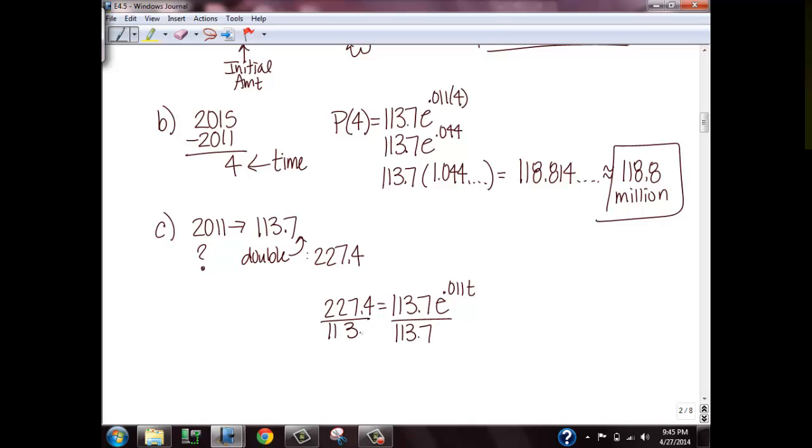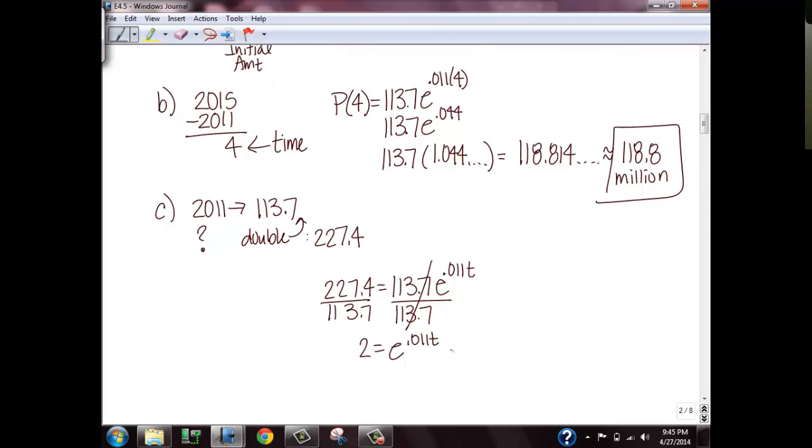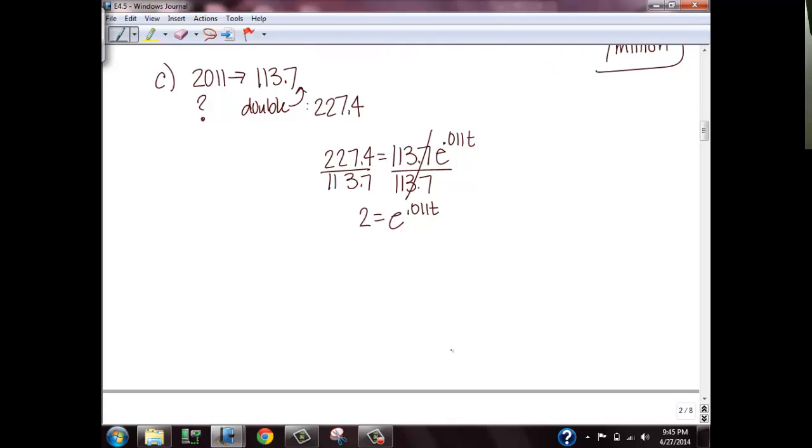So I'm going to go ahead and divide off my 113.7, which gives me 2 is equal to e to the 0.011t. And then to get rid of e, remember we learned this when we went over exponential functions, we take the inverse of e, which is a log base e. And remember, log base e is ln. So I'm going to take ln of the left-hand side and ln of the right-hand side. And the reason I'm doing this is so that ln and e will cancel. So I have ln of 2 is equal to 0.011t. And then the last thing I have to do is just divide off my 0.011 so that t is isolated.